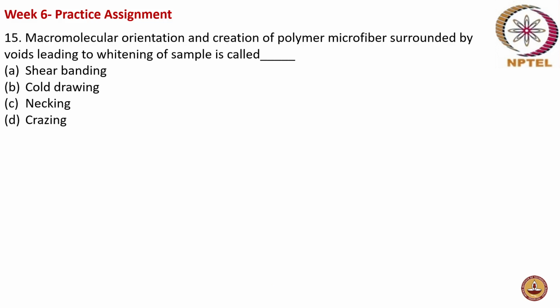Macromolecular orientation and creation of polymer microfiber surrounded by voids leading to whitening of sample is called: shear banding, hole drawing, necking, or crazing. Crazing, ma'am. Do you all agree? Yes, ma'am. Yeah.